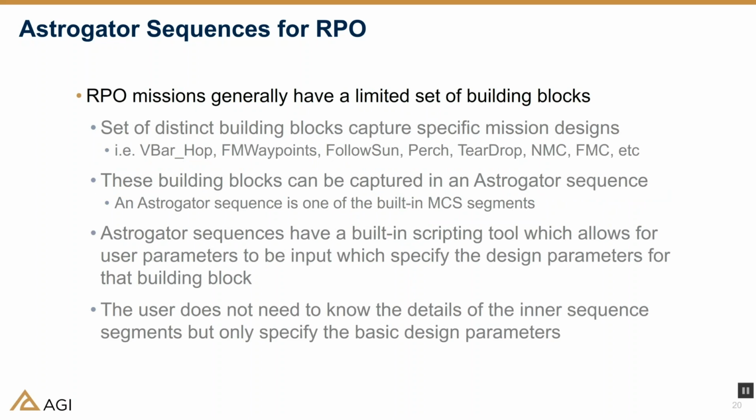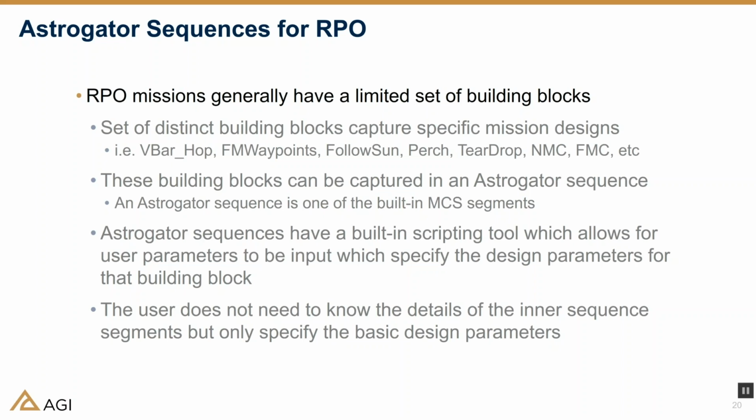RPO missions generally have a limited set of building blocks. As I mentioned in that picture two charts ago, we looked at various different types. So we can build up a set of sequences that models each one of these types of RPO proximity operations uniquely. From the perch, the teardrop, the natural motion circumnav, we can build up a set of sequences for each one and then use them to build up an entire mission.